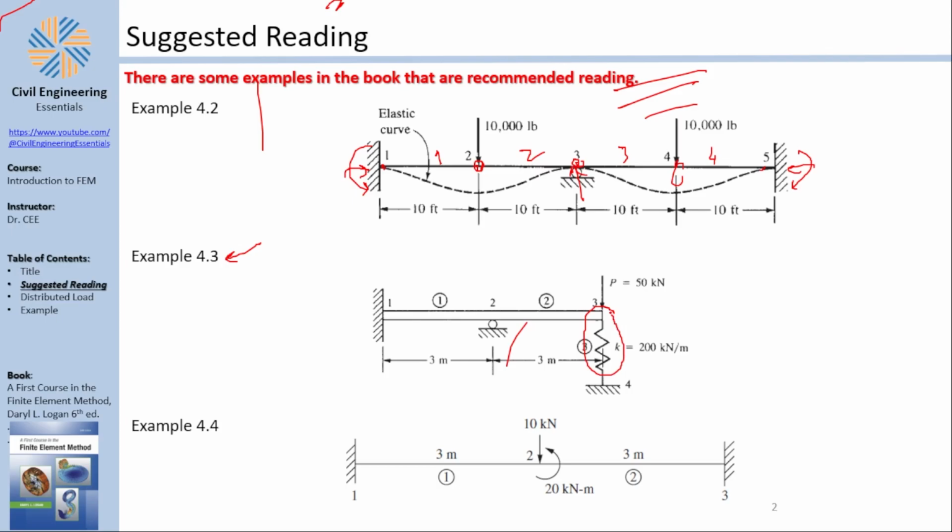The only thing that changes here is that when you assemble the stiffness matrix, you have a spring element, which is AE over L times [1 -1; -1 1]. So this will be taken into account in the problem. And I think here there was something about support settlement. So those are examples that are worth glimpsing over and checking out.